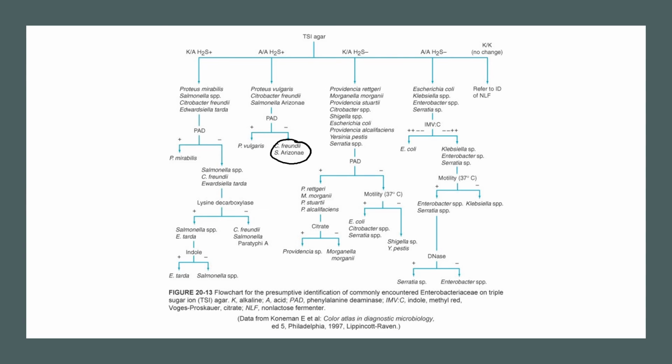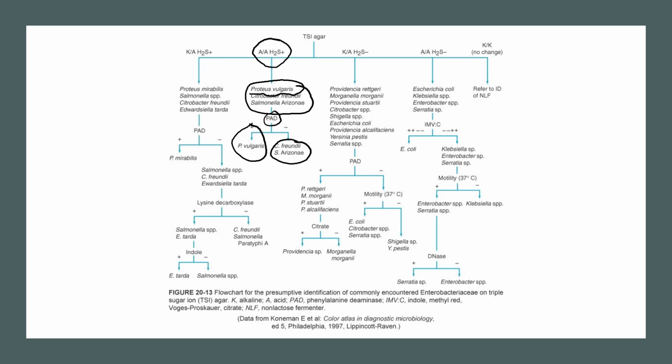So let's look at the next type of reaction on TSI, and that is acid over acid, H2S positive. That means the organism produces H2S. With this kind of reaction, you have Proteus vulgaris, and you can identify Proteus vulgaris from the rest of this list of organisms with PAD because it is PAD positive. While if it is PAD negative, you may possibly isolate Citrobacter freundii and, less commonly, Salmonella arizonae.